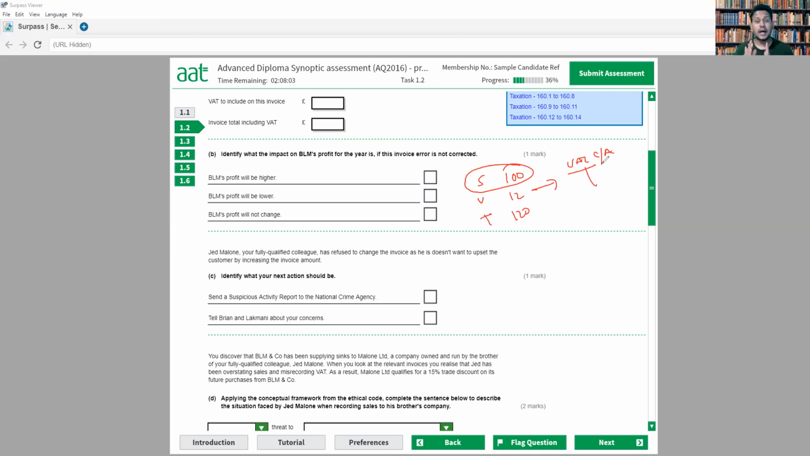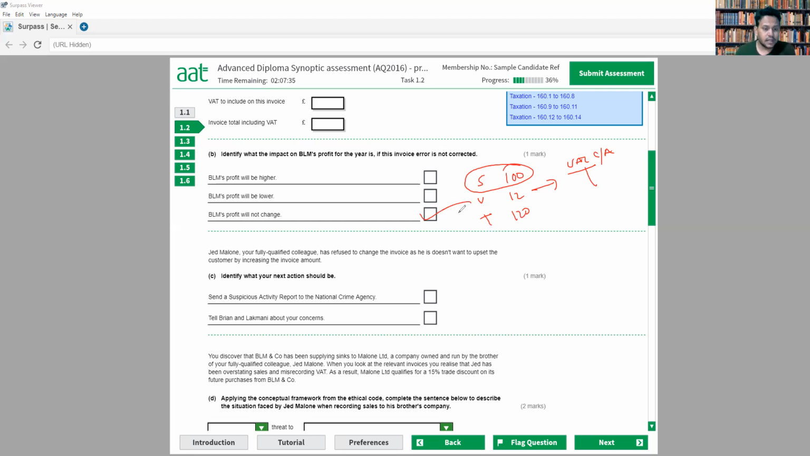So even though I don't correct the invoice, my profit figure remains the same, because I take the net of the sales anyway. VAT doesn't go to the profit and loss account, so we don't show the total there. That's why in the sales daybook we have the sales ledger control, the VAT, and the net sales. So BLM's profit will not change. There will be no impact on the profit.